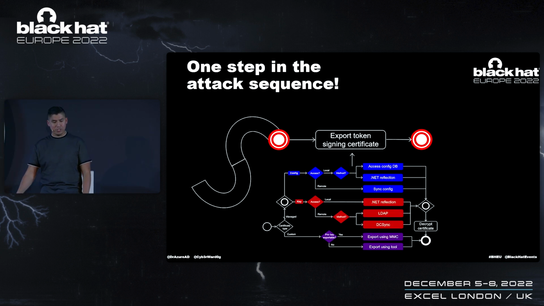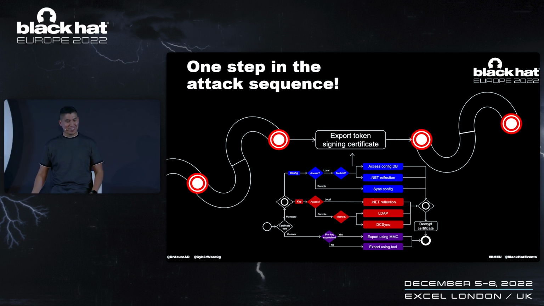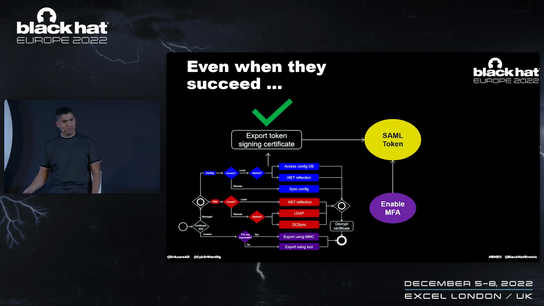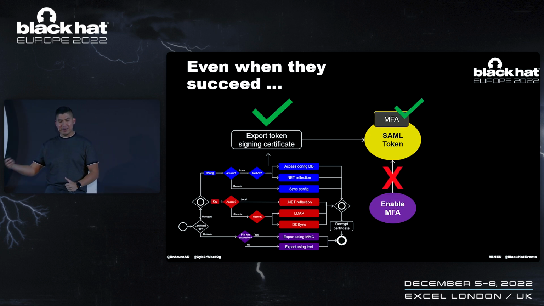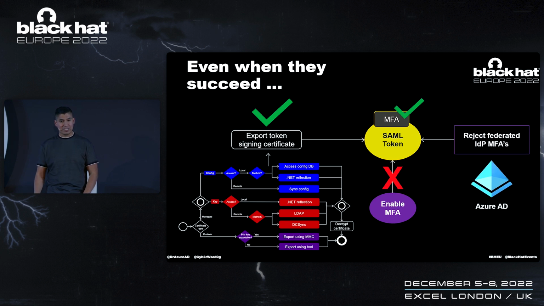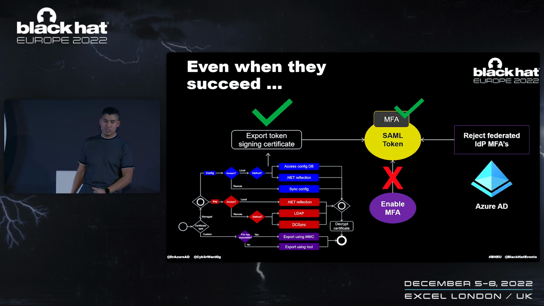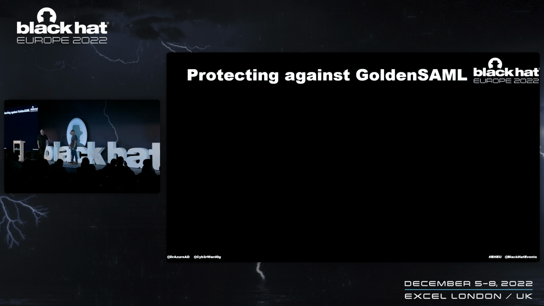And of course, remember that this is just part of an attack sequence. This is not the whole sequence, right? So there are different opportunities. If they succeed at this, they can get a SAML token. People might say enable MFA, but they can actually add MFA to the token. But there are other things you can do, such as rejecting the MFA claim that came from the IDP. That's something Azure AD provides, so you can read about it, and it will block the next step.